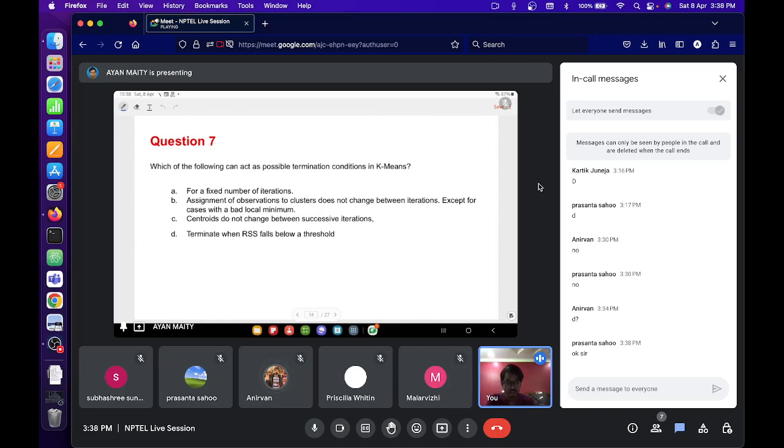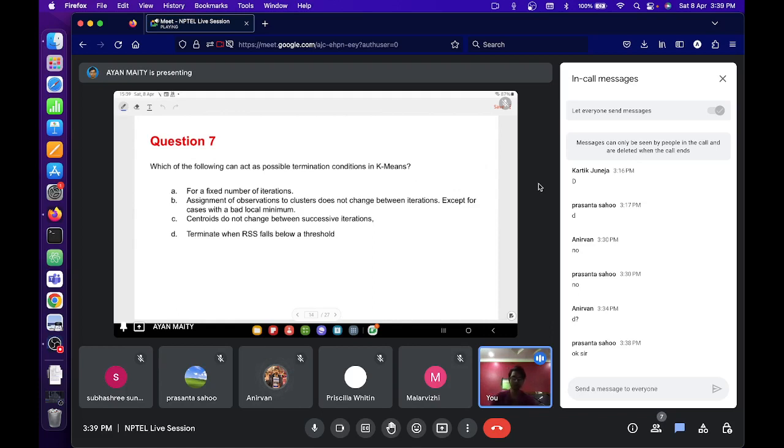Let's move on to question 7. Which of the following can act as possible termination conditions in k-means? There are 4 options and multiple options might be correct here. You have to find out the possible termination conditions for k-means. Option A is for a fixed number of iterations.